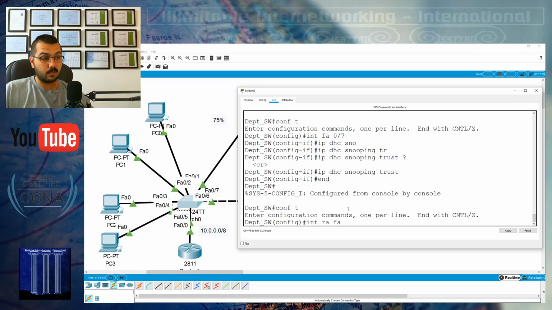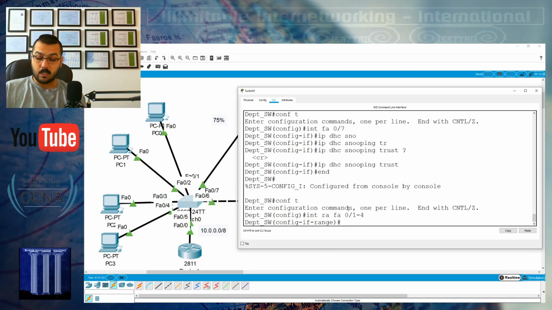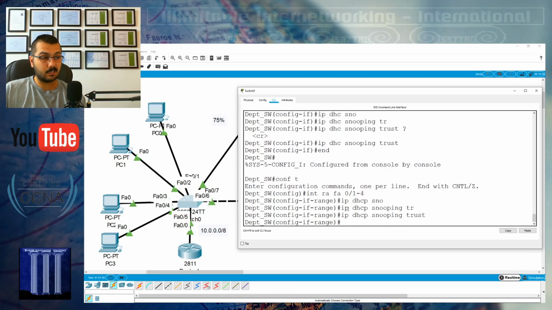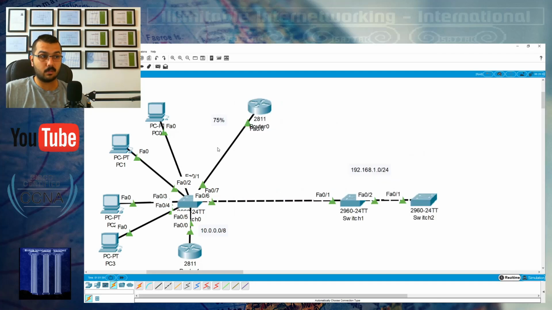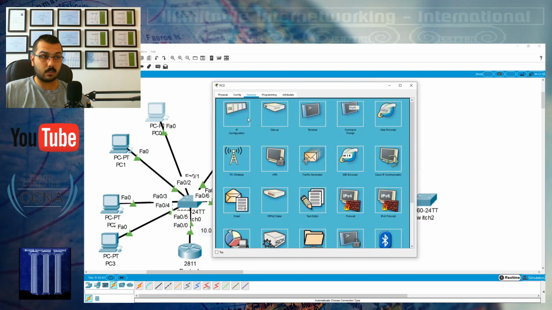Interface range FastEthernet 0/1, 2, 3, and 4. Okay, but I'm not convinced at all. ip dhcp snooping trust. I'm not convinced at all. This is not how the snooping should work, because right now only this guy is untrusted, and this makes no sense.